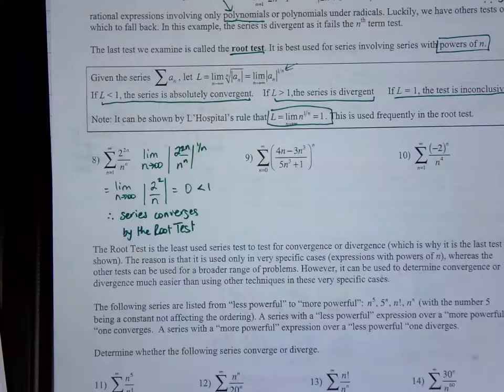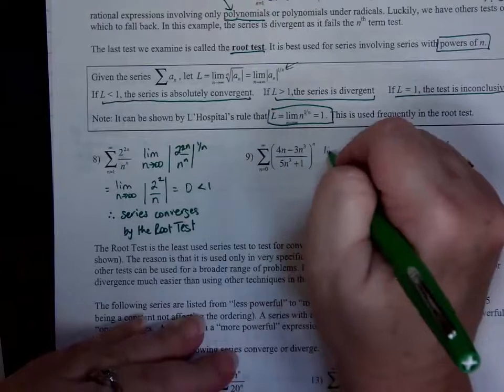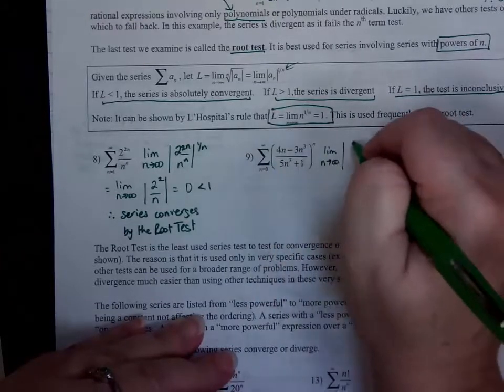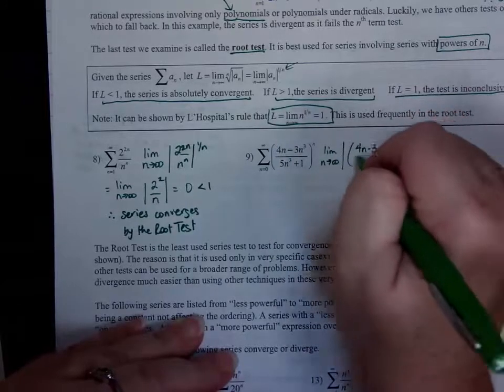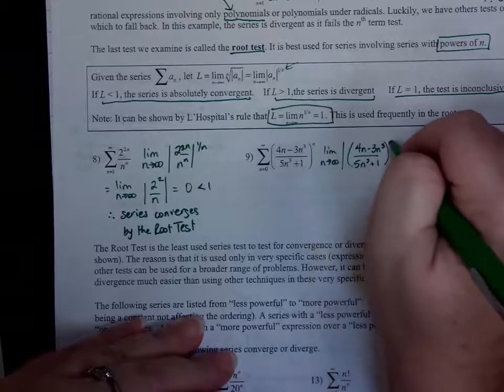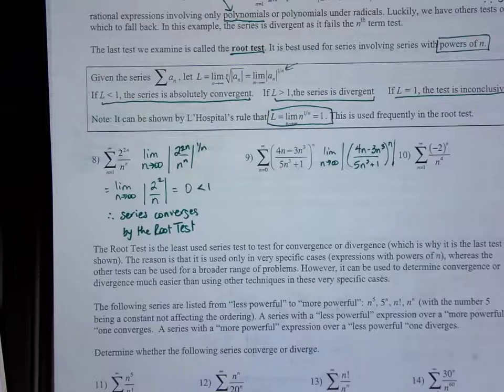Okay? Look at the next one. See that big power of n on the outside? That's your key. The root test is the best for this one. So we're going to copy the problem down. We're going to do the limit as n approaches infinity, absolute value. Make sure you put this in parentheses: 4n minus 3n to the third over 5n to the third plus 1, to the n. Then close your absolute values, and then put the 1 over n on it.